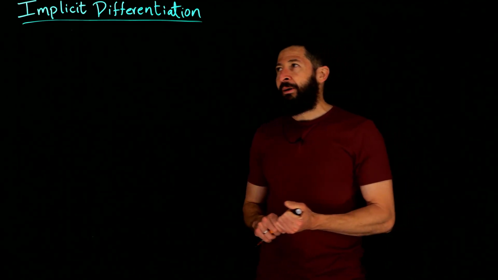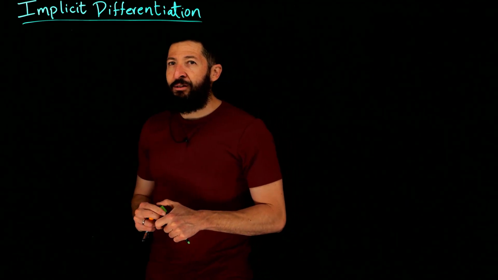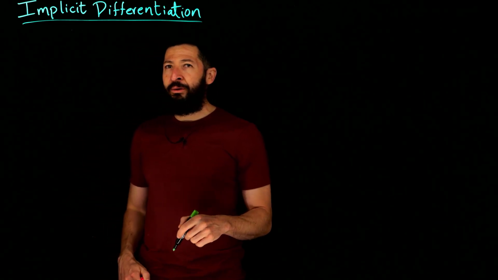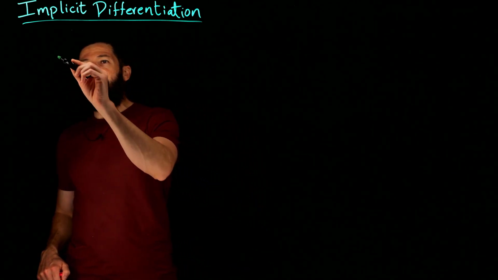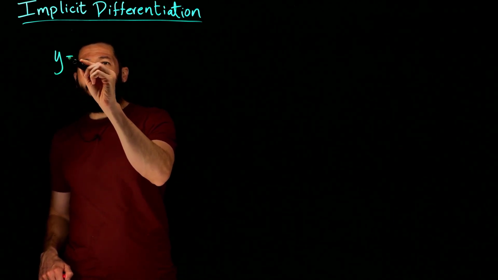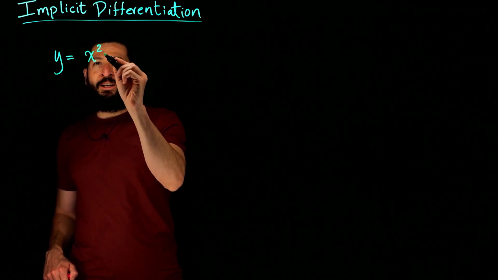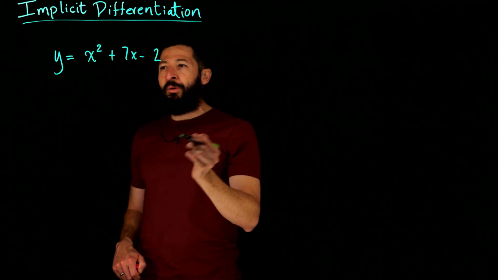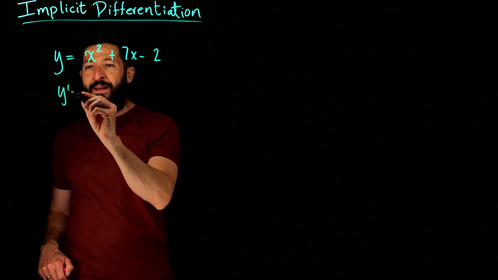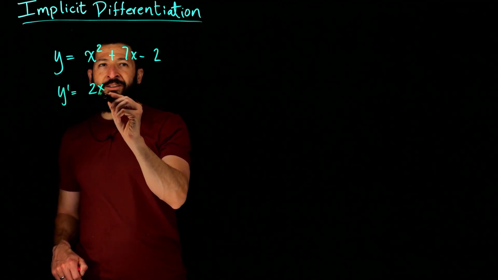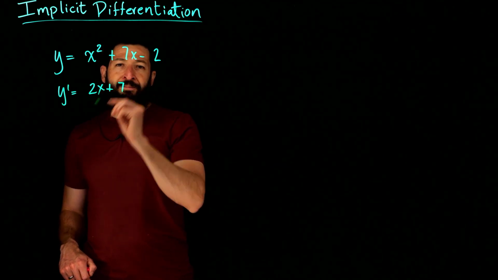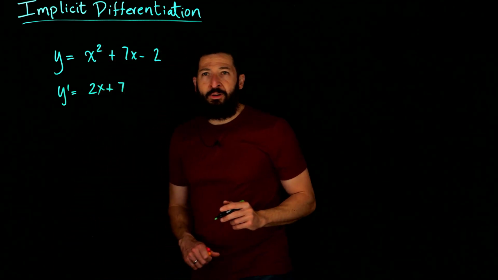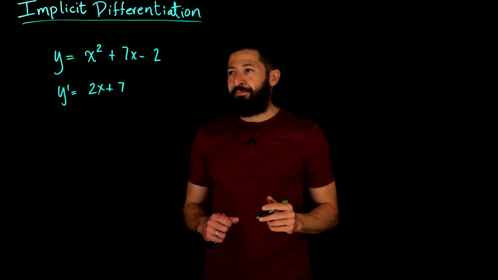Alright guys, so today we're going to talk about implicit differentiation. So what is it and when do we use it? Well, what we've been doing so far is we have an expression, say, y equals x squared plus 7x minus 2. And we take the derivative, right? So y prime then happens to be 2x plus 7. Okay? And that is going to be our derivative.